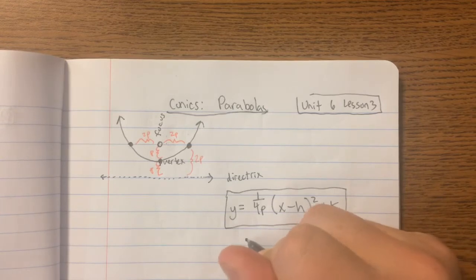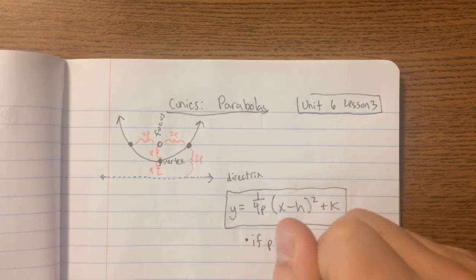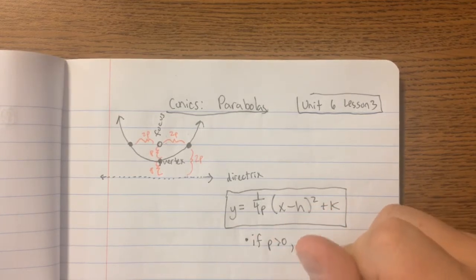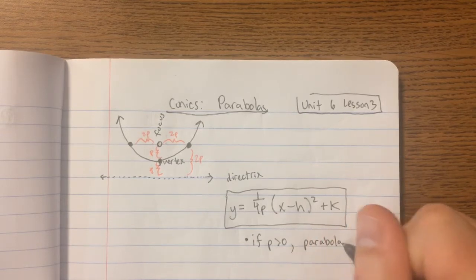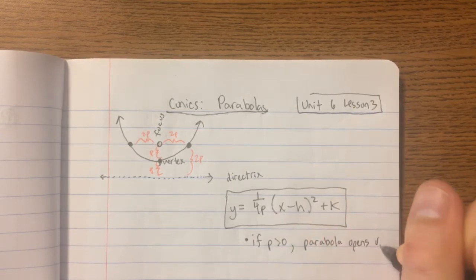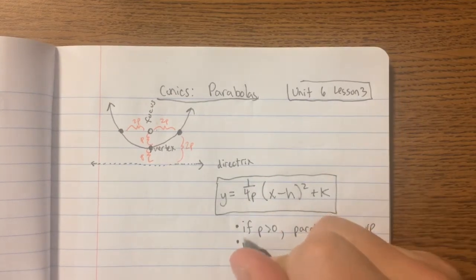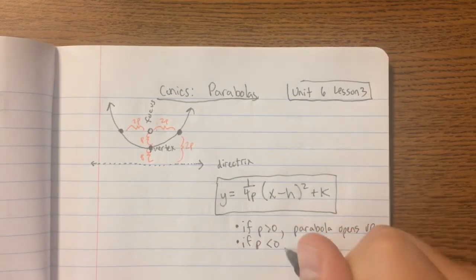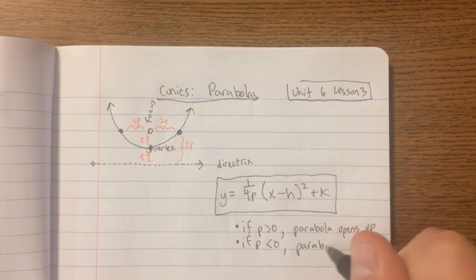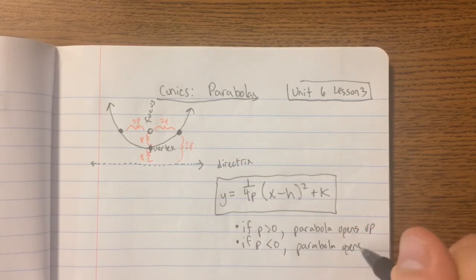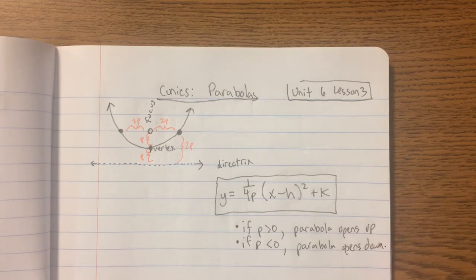Okay, so I'm just going to make a little note here. If p is positive, the parabola opens up, just like in this diagram. But if the p is negative, then the parabola is going to open down. So it could open up, could open down. It all depends on if this number right here is positive or negative.